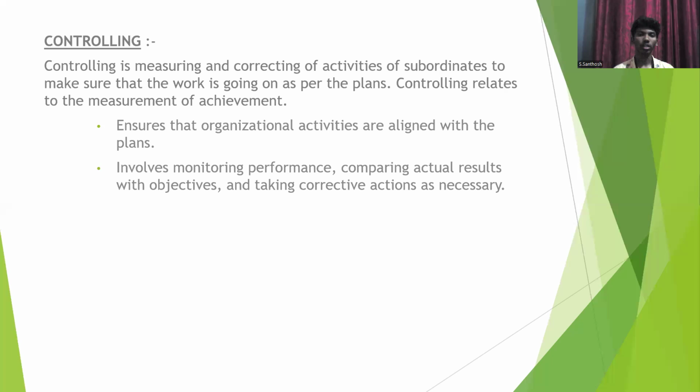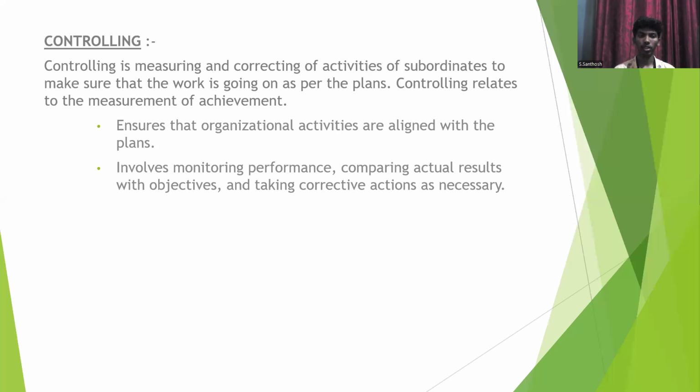So now looking at controlling, the last of the managerial functions. Controlling is measuring and correcting the activities of subordinates to make sure that the work is going on as per the plans. Just like what we saw before about the other processes, to make sure that all those processes are going on properly, you have to monitor and correct any issues or errors that are occurring in the task. And to do that, we need proper controlling skills for the subordinates and also for the complete activity. Controlling relates to measurement of achievements. It ensures that organizational activities are aligned with the plans.